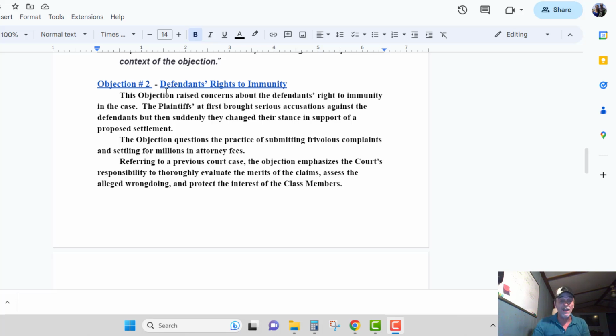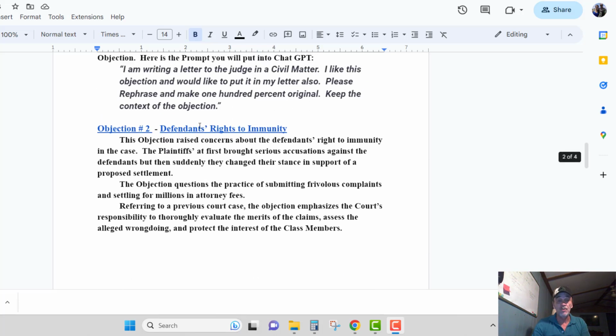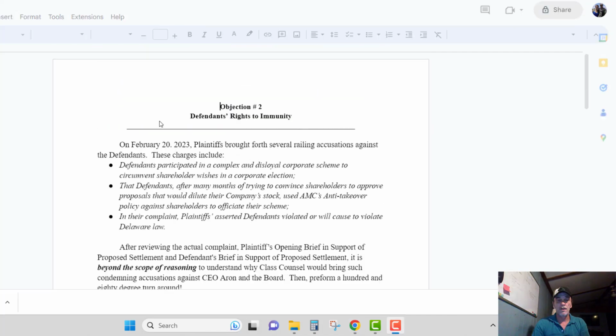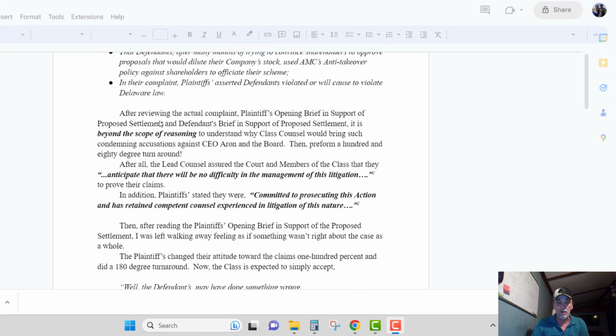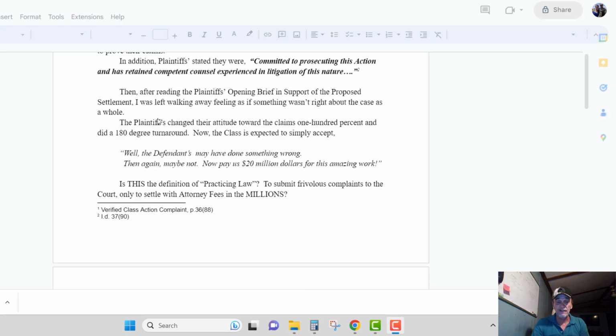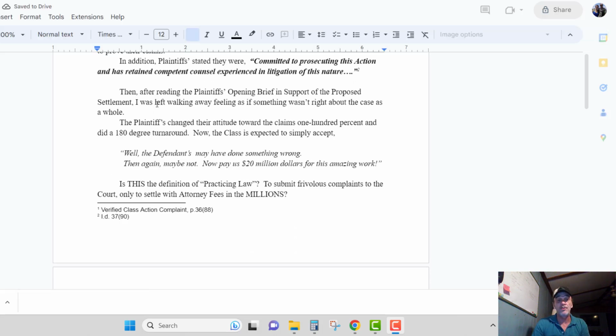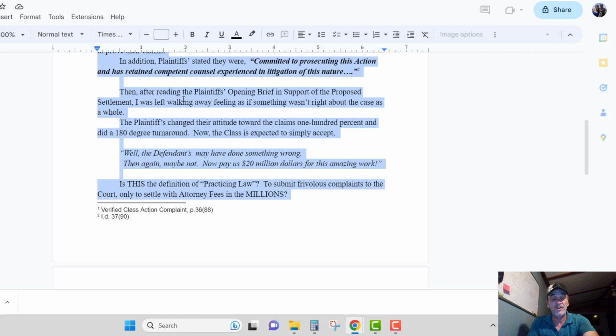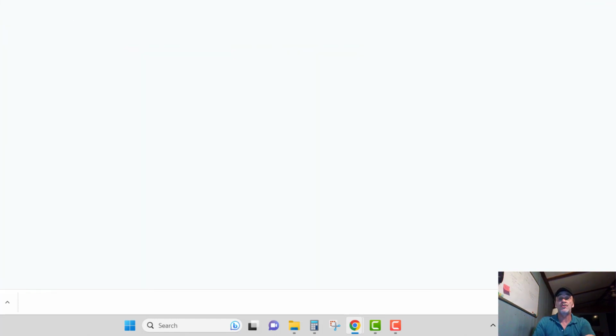Now, if you go right here and you click defendant's right to immunity, it's blue. It's going to take you to the page. Once you go to the page, read the objection, okay? And if you agree with me in this objection, then all you have to do is click A, to select the whole page, and C, to copy it. And you go over to ChatGPT.